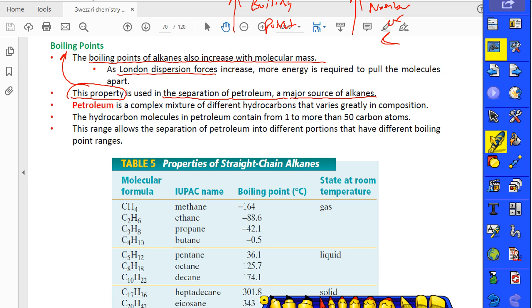As we know, what does petroleum mean? Petroleum is a complex mixture of different hydrocarbons that varies greatly in composition. In petroleum, we have different numbers of carbon atoms. They are mixed, but in industry they separate them and we can get benzene, gasoline, naphtha, paraffin, and gas, LPG. We use this separation method based on the boiling point. Petroleum is the mixture of all these alkanes.